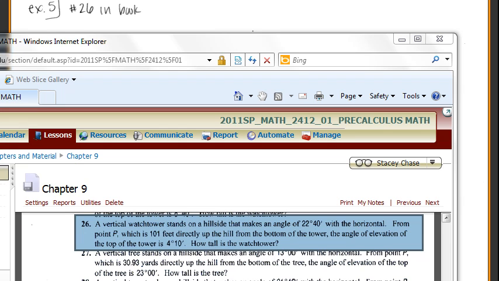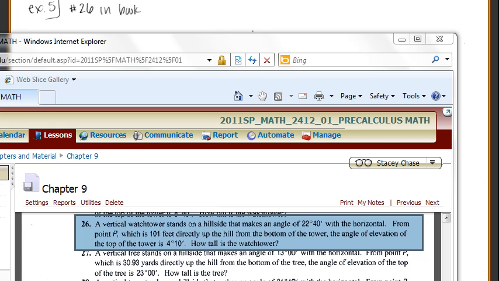Alright, a vertical watchtower stands on a hillside that makes an angle of 22 degrees and 40 minutes with the horizontal. What that's referring to is the slant of the hill, the steepness of the hill. And from point P, which is 101 feet directly up the hill from the bottom of the tower, the angle of elevation of the top of the tower is 4 degrees and 10 minutes. How tall is the watchtower?